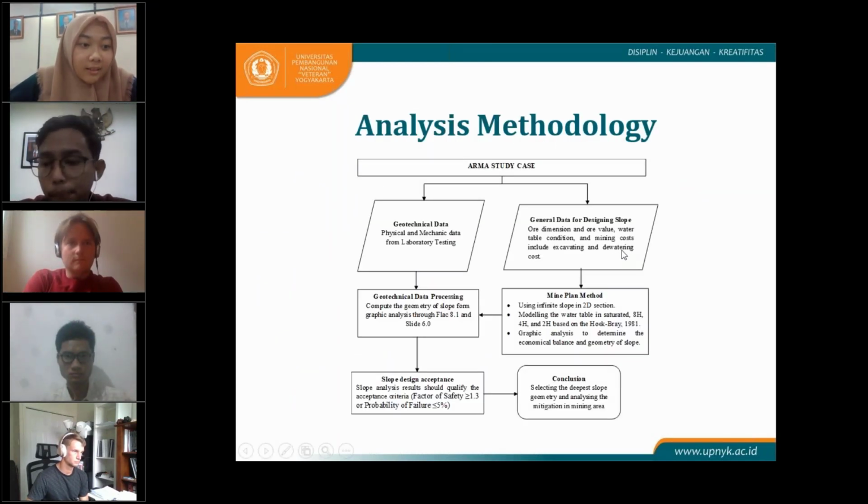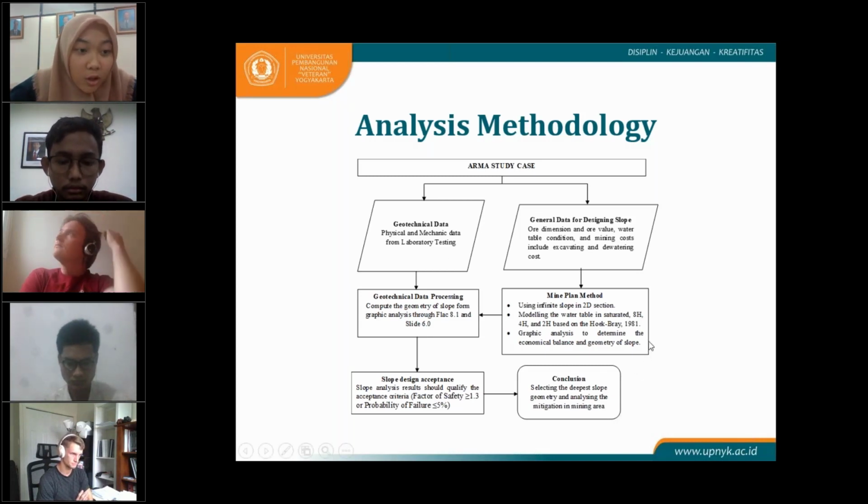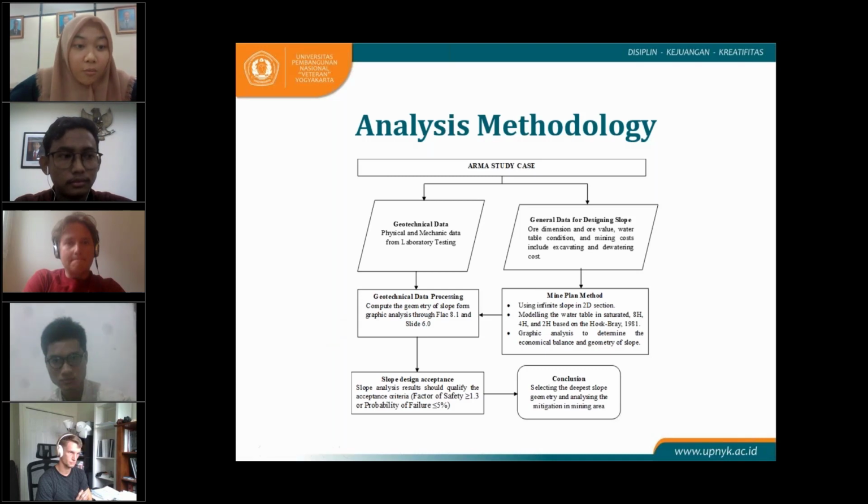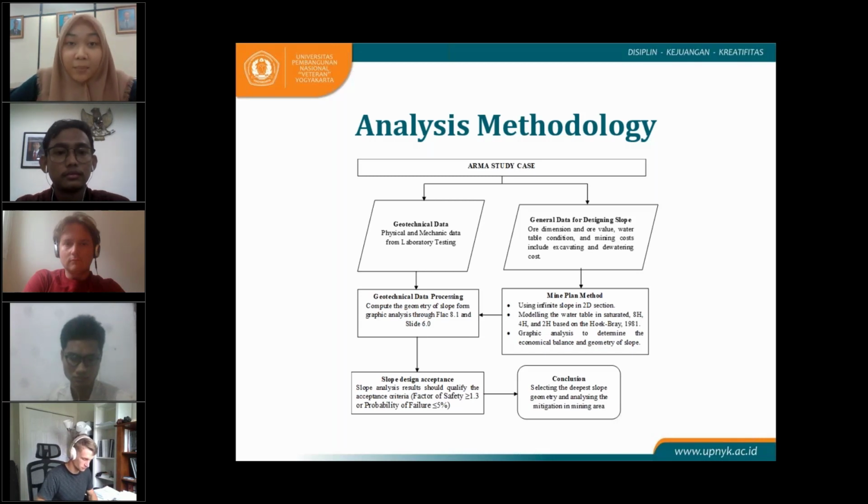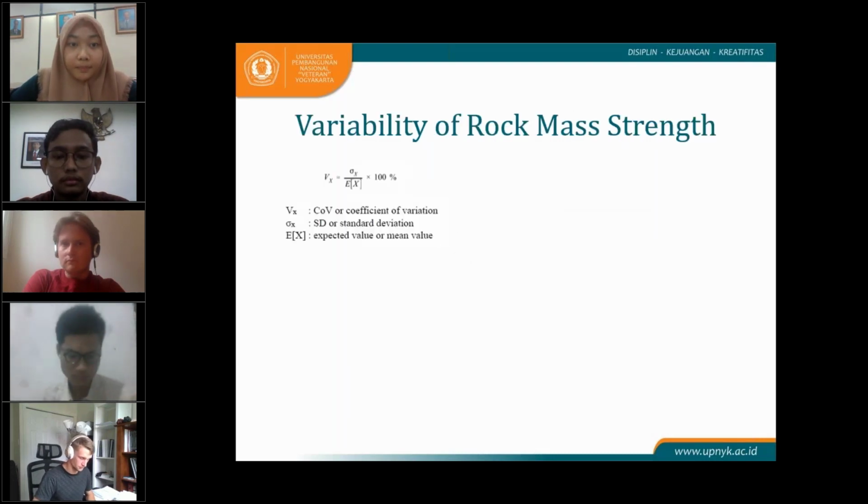Okay, the data from the study case was geotechnical data and general data for modeling slope. From those data, the first processing was the mine plan method, modeling through graphical analysis to get the slope dimension, and then the dimension result could be run through Flac and Slide. From Flac we can get the safety factor, meanwhile Slide can calculate the probability of failure. Comparing the result and acceptance criteria can give the conclusion of this study case, and the main acceptance criteria that we're using in this study case is safety factor.